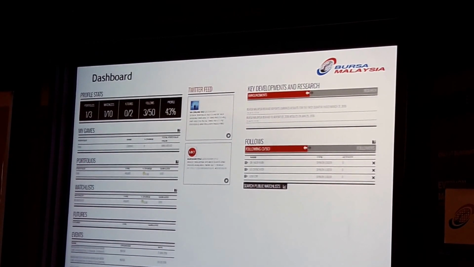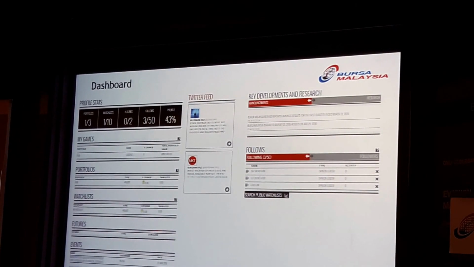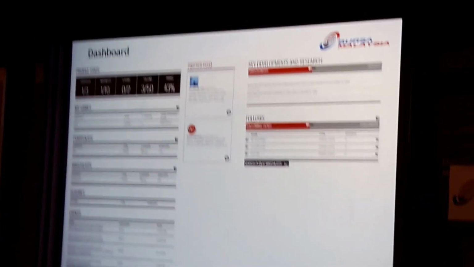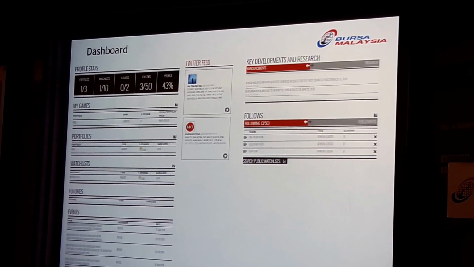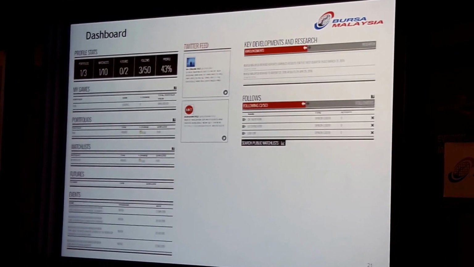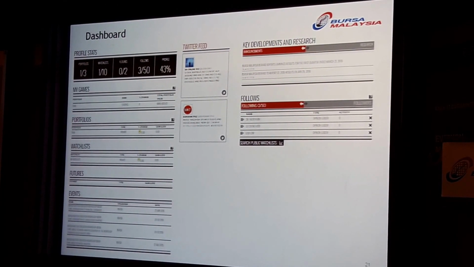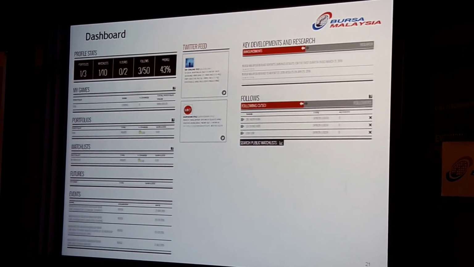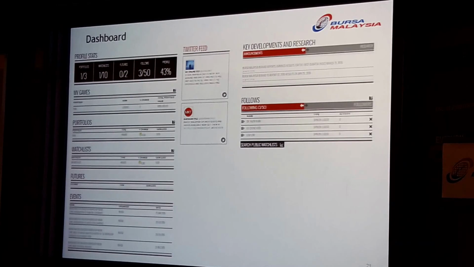And then you have your portfolio. If you have 3 portfolios, it will show 3 portfolios. Your watch list, and then the events. Just now Terry mentioned that you can register yourself for Bursa events. Once you register, all the events that you registered will appear in your dashboard here. And also, like I mentioned just now, this is the key development and research report for all the stocks in your watch list.